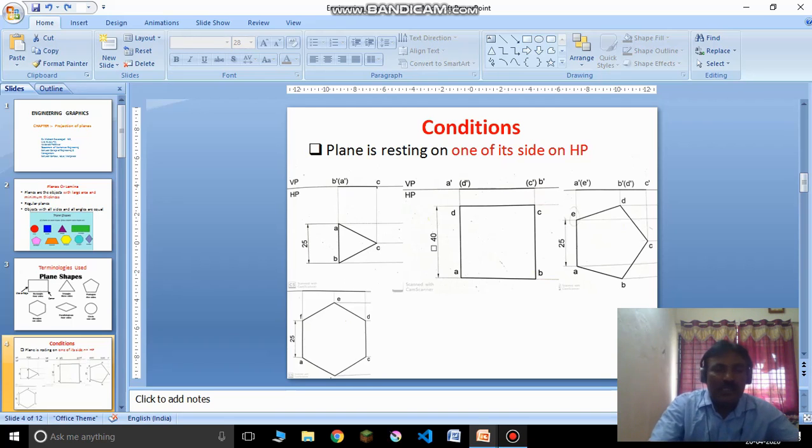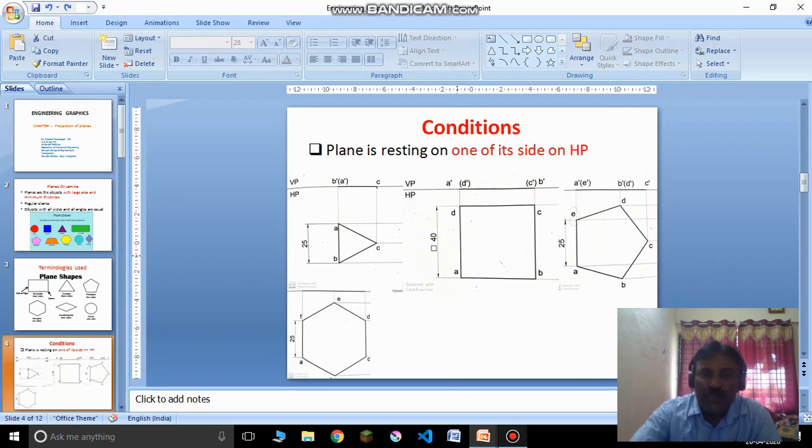So you can see here this side is perpendicular to VP and I want to rest on this side, that is the AB side. Similarly, if I take the example of a square lamina, again there will be 4 sides. I have to keep the object in such a way that the side I want to rest on HP must be perpendicular to VP. That means I have to keep the object parallel to HP, on HP, such that one of the sides is perpendicular to VP.